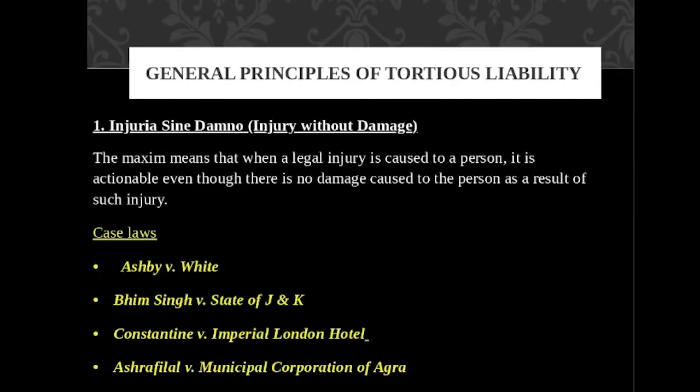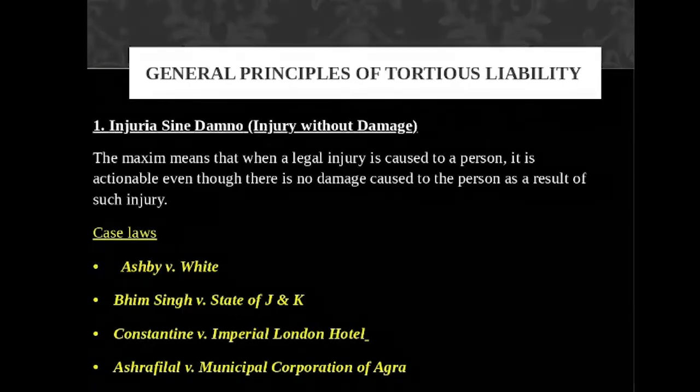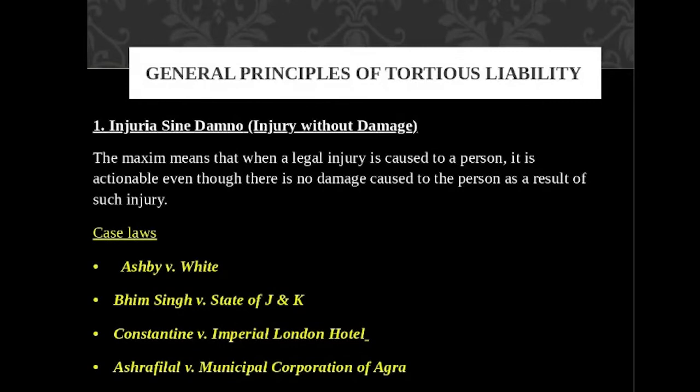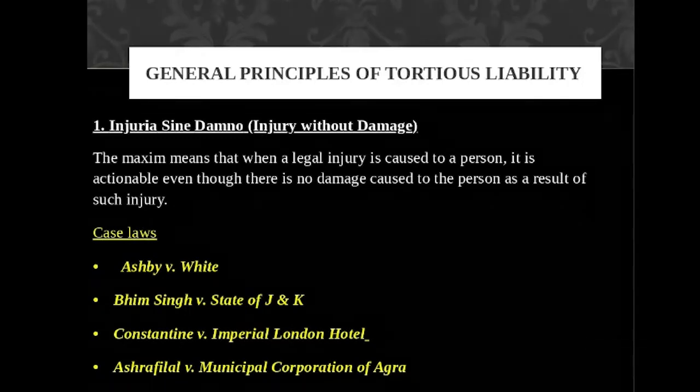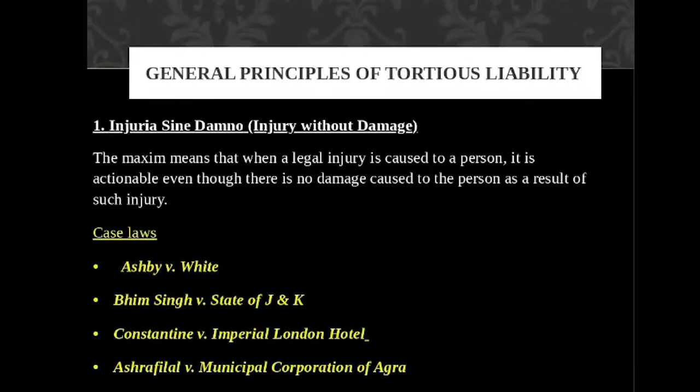We have certain important case laws in this context, that is Ashby versus White. That is a 1703 case. In this case, the plaintiff was a voter in a parliamentary election. But when he was about to cast his vote, the defendant wrongfully refused to accept his vote. Anyway, the candidate to whom the plaintiff wanted to cast his vote won the election with a clear majority. But still, the court awarded around £5 to the plaintiff on the ground that there was a violation of the plaintiff's legal right to cast his vote.